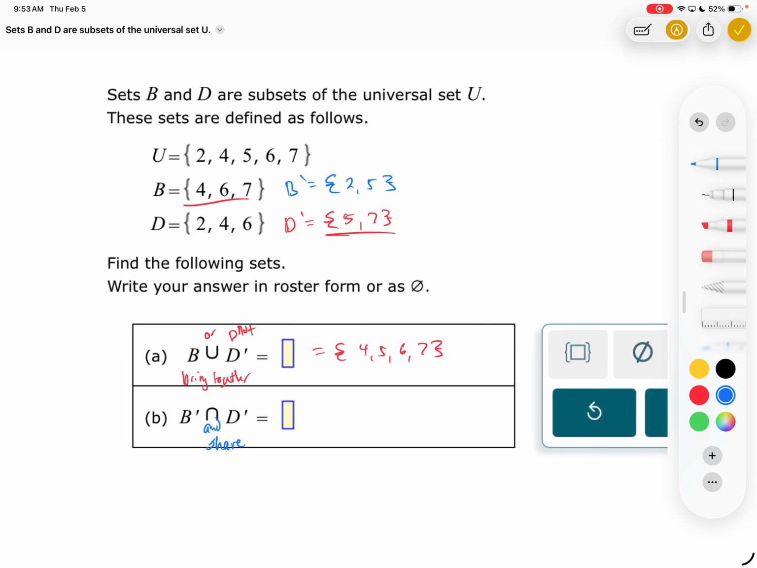So now I combine this one. I'm sorry, I don't combine, I share. What do 2, 5, and 5, 7 share? It would only share a 5.